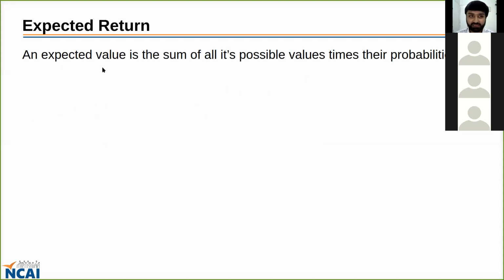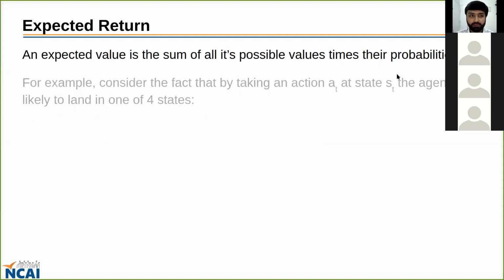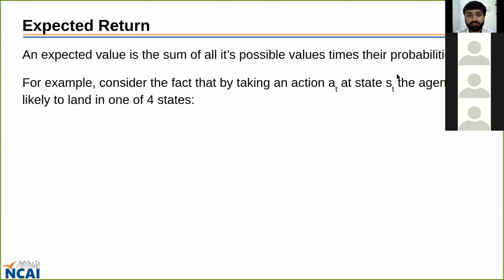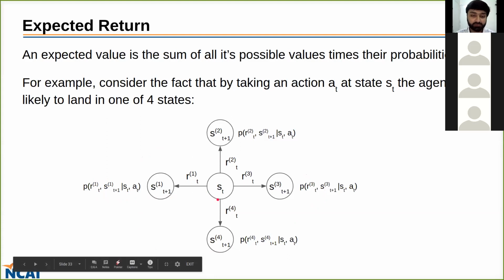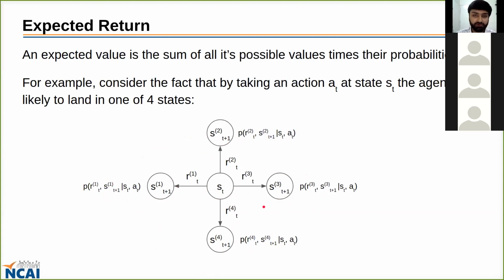Now, an expected value is the sum of all possible values times their probabilities for a particular variable. For example, consider the fact that by taking an action A_t in a state S_t, the agent is likely to land in one of 4 states. Let's say by taking some action, it has probabilities P1, P2, P3, and P4. It is probable that it can land in one of these 4 states. Now, to encompass all of these uncertainties into a single value, we multiply these rewards by their probabilities and sum them up, outputting an expected value of a state transition return.